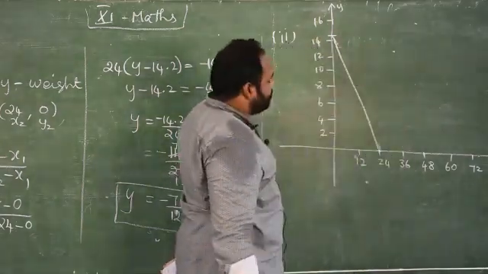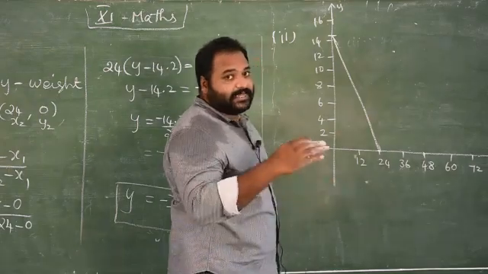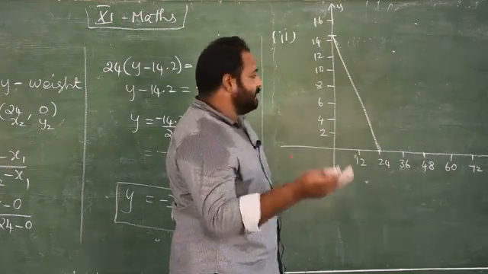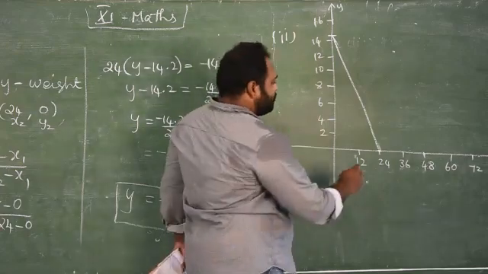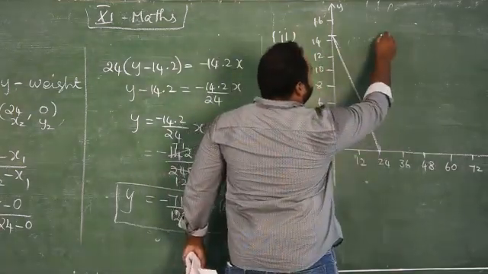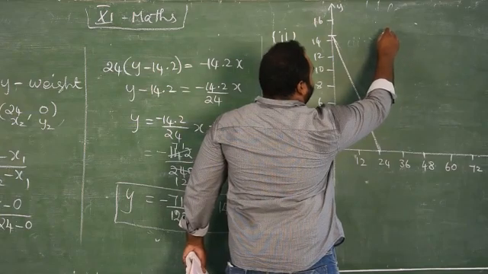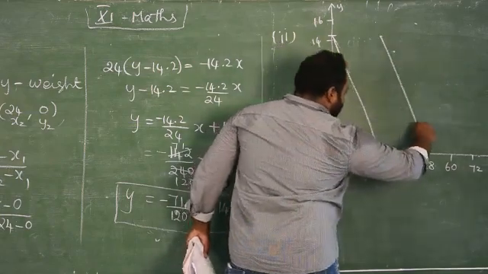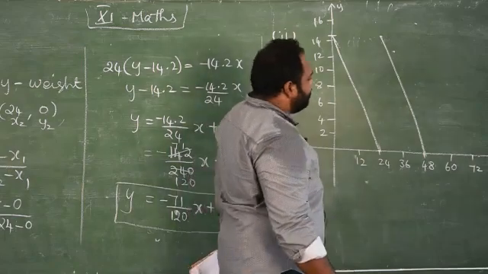Like a straight line. So next we have to change the cylinder for the next 24 days. So next 24 days, 48. So again here, somewhere here, 14.2 kg. Again it will form a straight line.